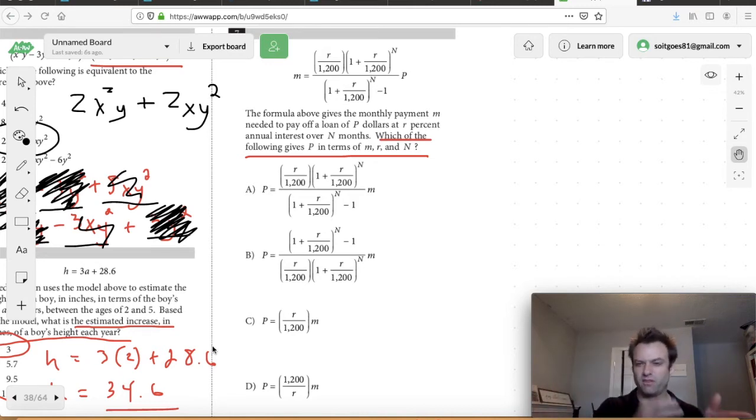Which of the following gives this variable in terms of the other variables. Okay, and you look at the answer choices. All of them have P isolated on the left-hand side. So that's kind of what we're trying to do here. All right, a couple ways we can do this. I'm going to start by eliminating some using some basic logic.